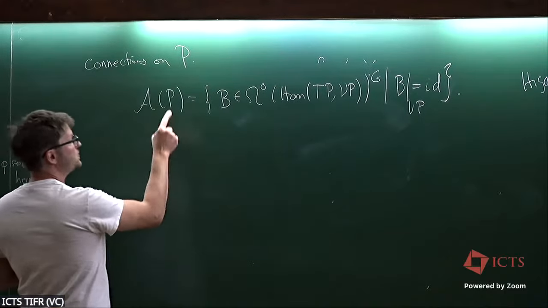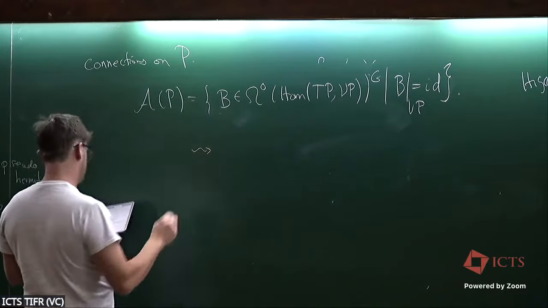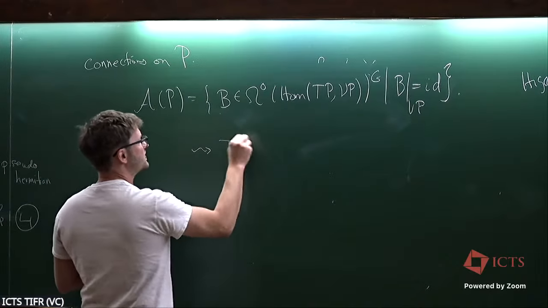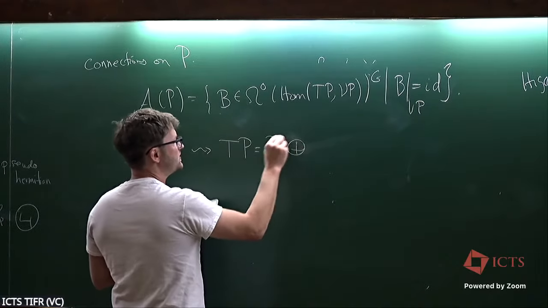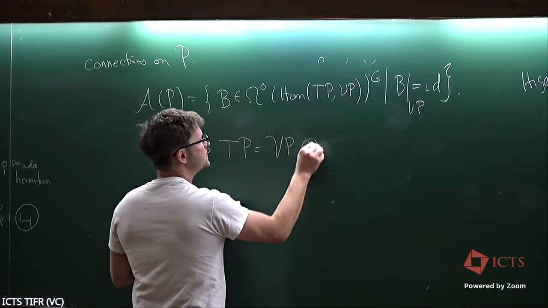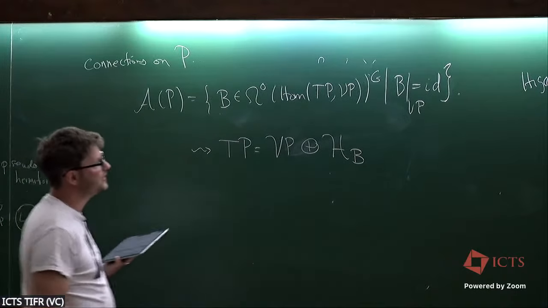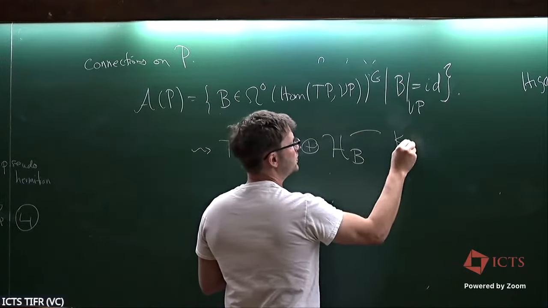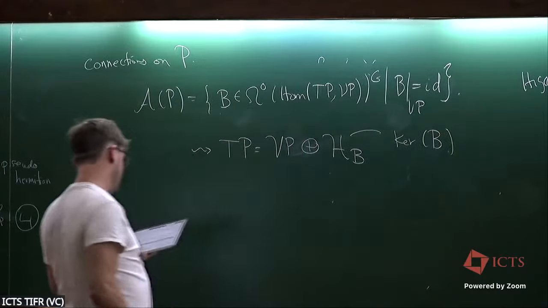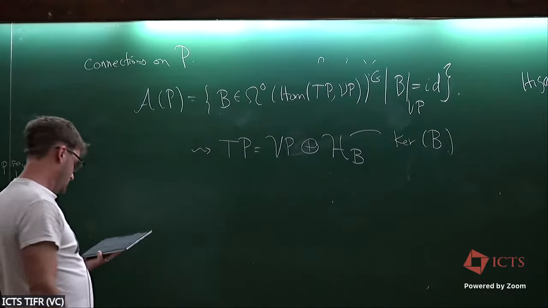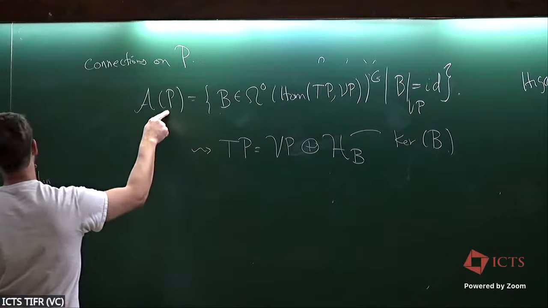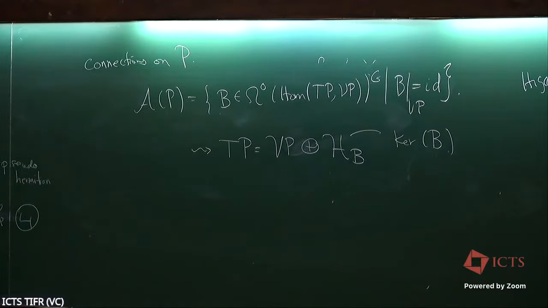Okay, so such a B is equivalent to giving me a G-equivariant splitting of my tangent bundle as the vertical bundle plus a horizontal piece, which I'll denote by H_B. This is the kernel of B, if I think about it like this. And the space of connections is affine over this space, where, on the right-hand side, you see it very clearly. Okay, good.